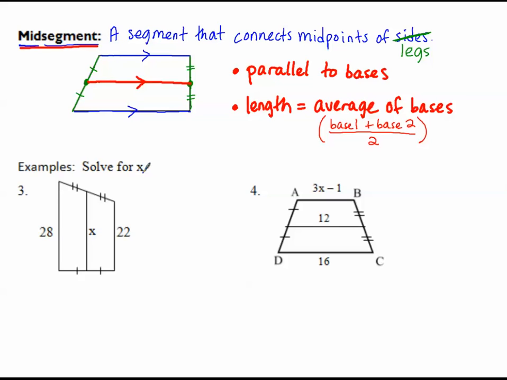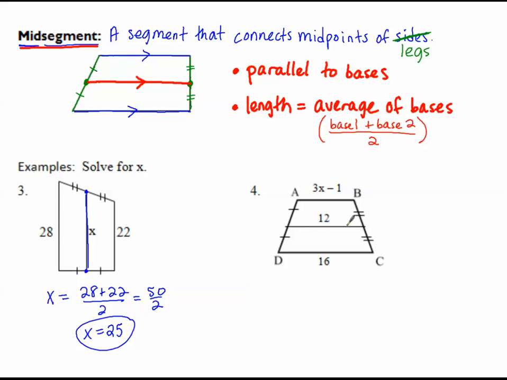Solve for x. Well, I see that this is a midsegment because it's connecting a midpoint to a midpoint. See the congruent marks? Tells me I have a midpoint. So if I'm looking for x, that's the length of this segment. I want the average of those. So I do 28 plus 22 and divide it by 2. I find the average. Usually it's best to do just part at a time. So I'm going to add up the 28 and the 22. That looks like 50. Divide it by 2, 25. X equals 25. Do you want to try number 4, pausing the video and come back?